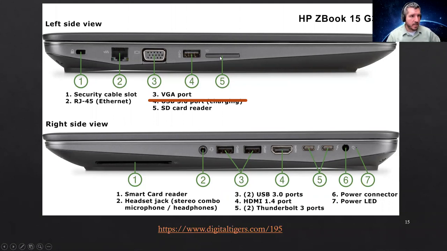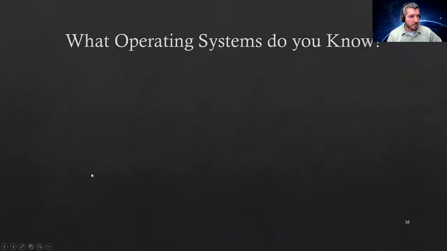A USB slot, an SD card. Sometimes you have a smart card reader, not too much anymore. Headset, some USBs. There's the HDMI, which a lot of times is what monitors run on now. And then these are some Thunderbolt ports, and just a power indicator and where you plug it in. So that's an idea for what it looks like for the laptop.